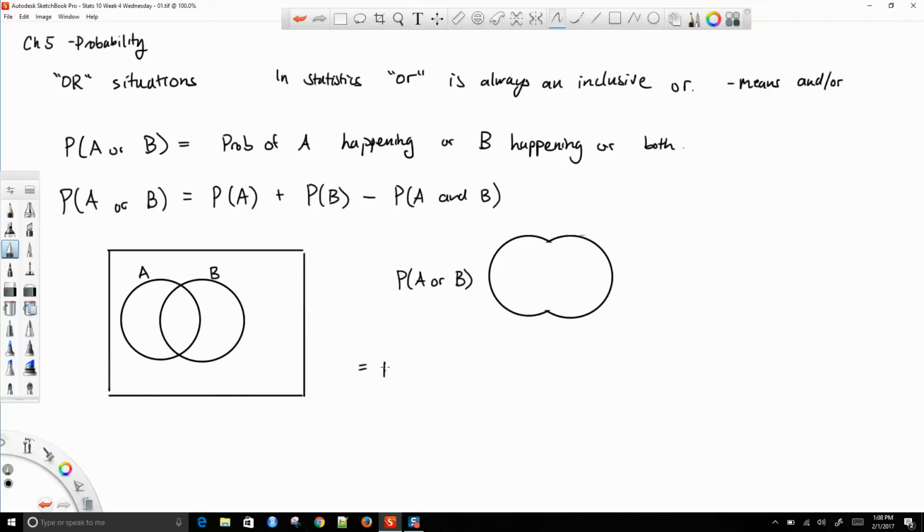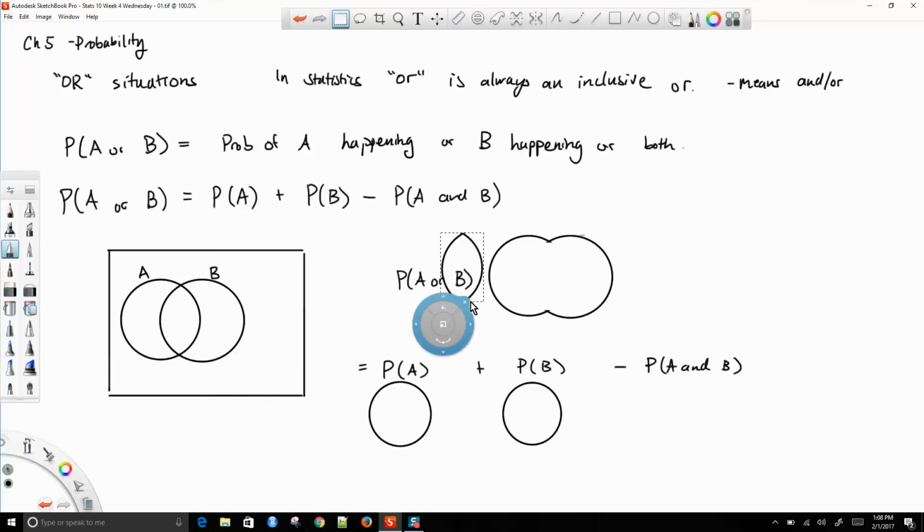So this is equal to the probability of A plus the probability of B minus the probability of A and B. And that would be our first circle plus the second circle minus the overlap, because if we don't subtract off the overlap, the total area would be too much. Okay, is that all right?